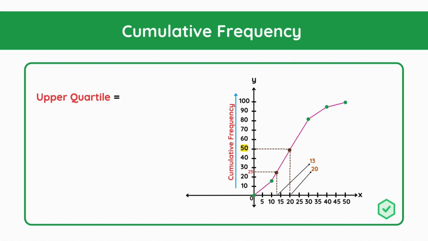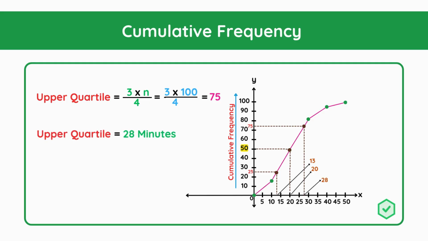The upper quartile is at 3 times n divided by 4. That's 3 times 100 divided by 4, which is 75. We want the 75th value. Go to 75 on the vertical axis, across and down. That reads off at about 28 minutes. So the upper quartile is roughly 28 minutes.